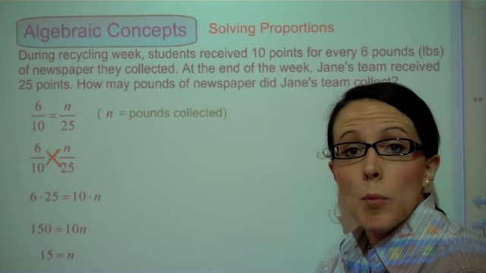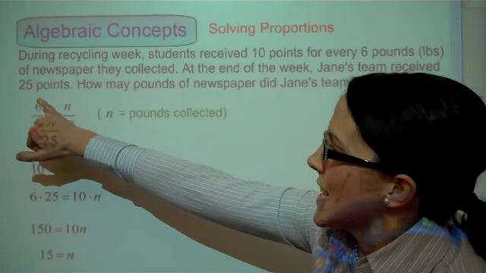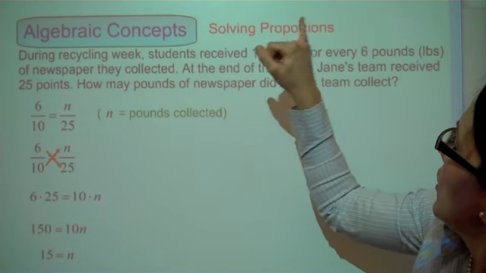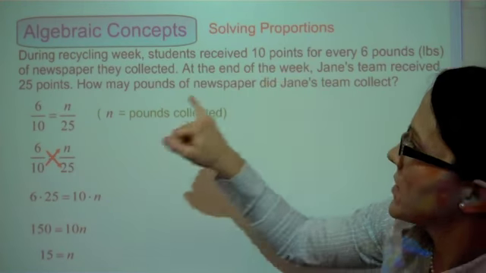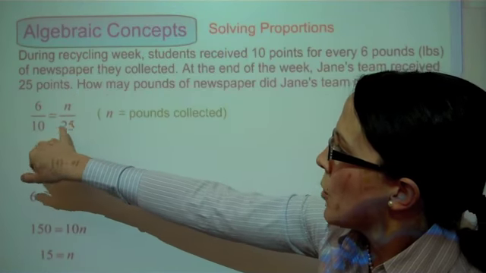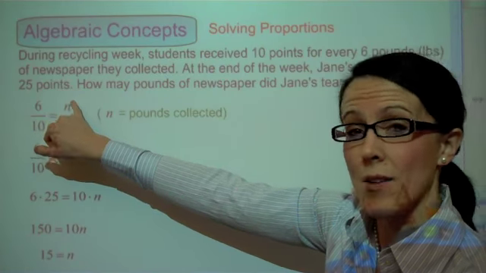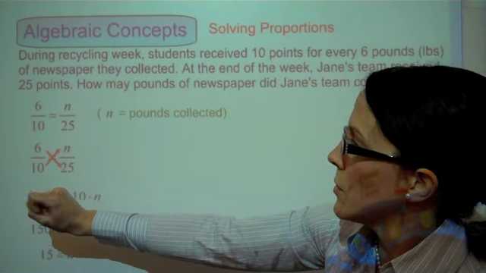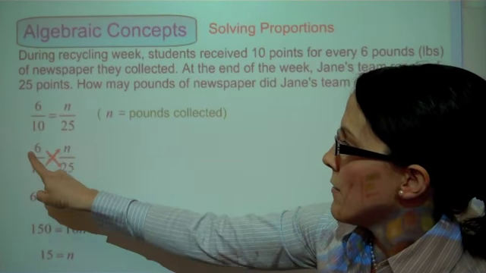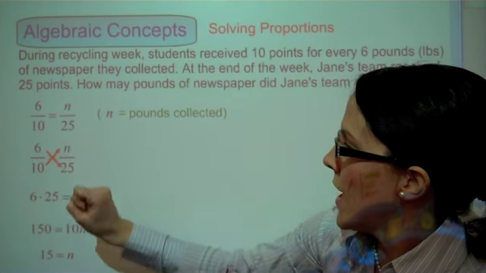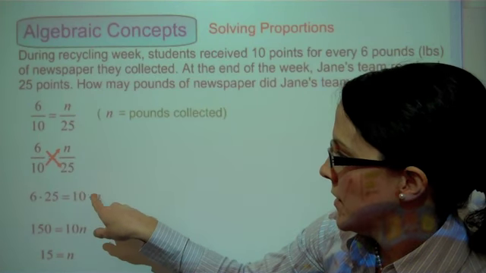Well, we can definitely set up a proportion. So 6 over 10, because we have 6 pounds for 10 points. All right. Well, we know we have 25 points, but we don't know how many pounds that is. So we can set up this proportion, and we can cross multiply. 6 times 25, we have that written here. 10 times n, we have that written here.